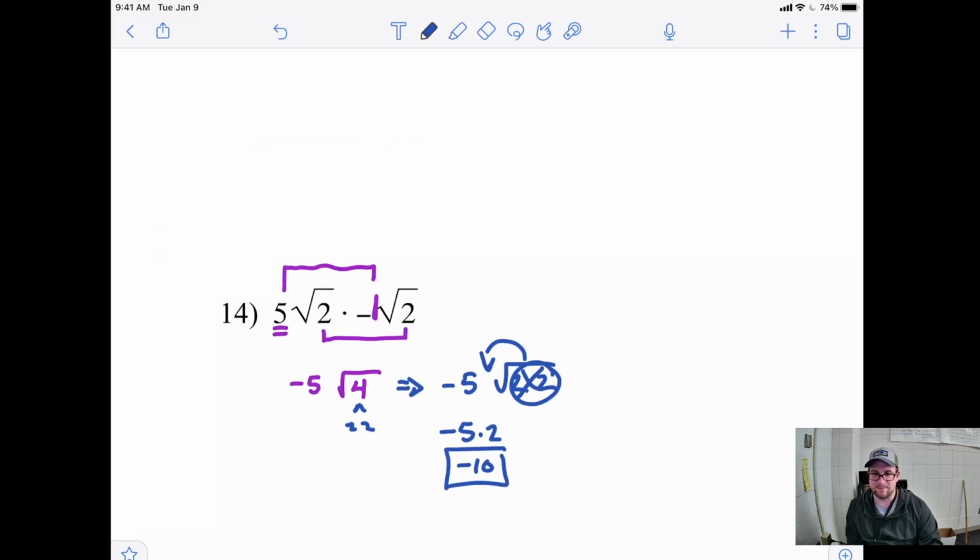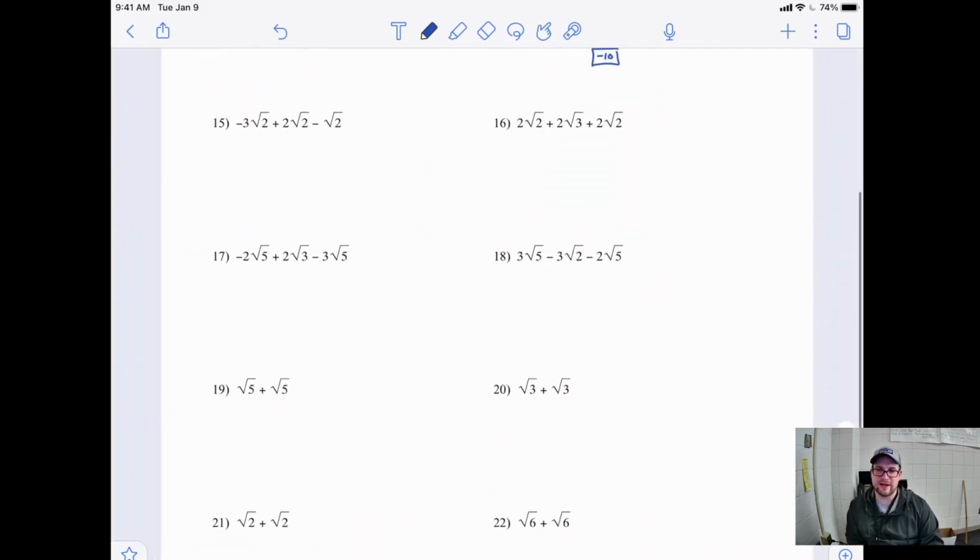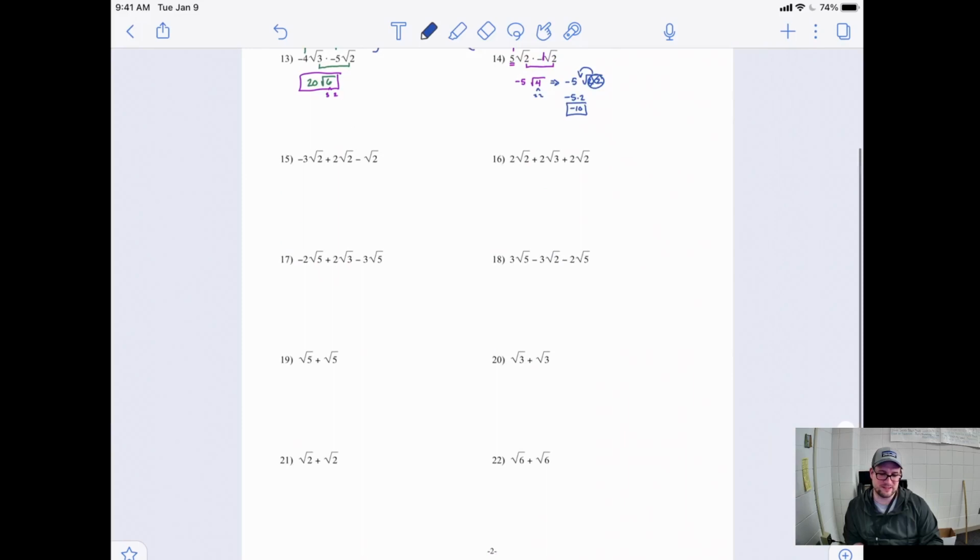Nice job. All right, so pause the video right now, work on number 11 and number 12. When you get done with that, unpause it, and we will keep going with our very last section. All right, everybody, welcome back. We are ready to go over here with talking still a little bit about adding radicals.